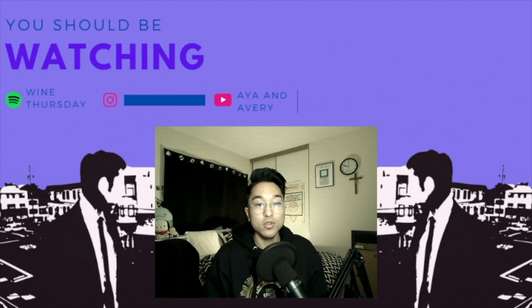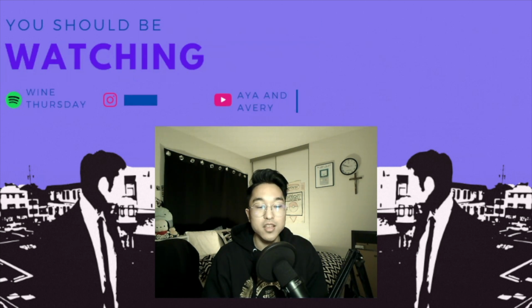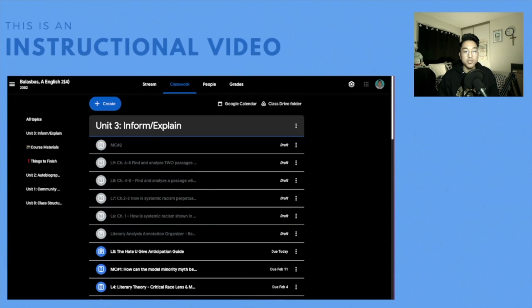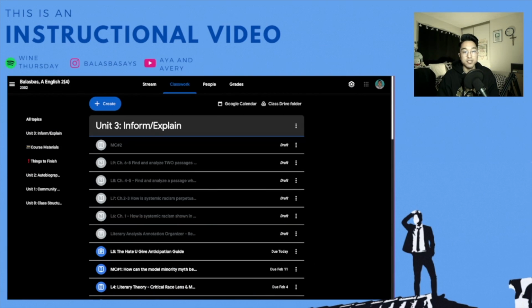Today, we're going to be looking at the method of annotating we'll use as we read a novel. Annotations are notes of explanations or comments of a text. For English, this is known as literary analysis. So what is a literary analysis annotation organizer?